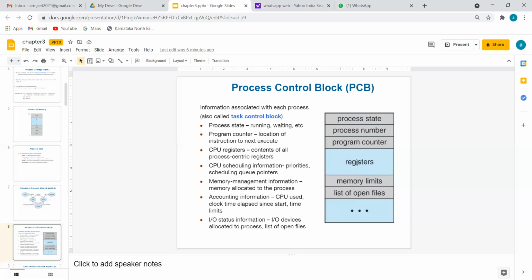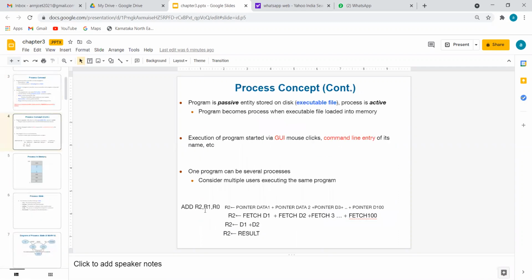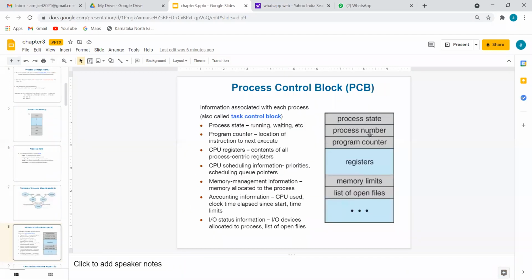Registers: what is the importance of registers? Without registers, a process will not be there, because registers are the entities which hold values. Say I took this example: add R2, R1, R0. Here, what are the registers? Three registers: R2, R1, R0. What is the purpose of R1? R1's purpose is the first operand, R0's purpose is the second value, R2's purpose is the result. Like that, all the registers related to that process: R2, R1, R0.